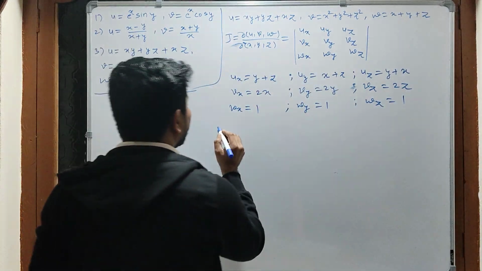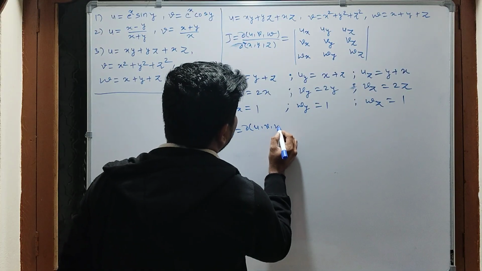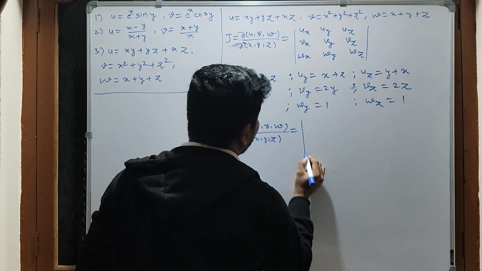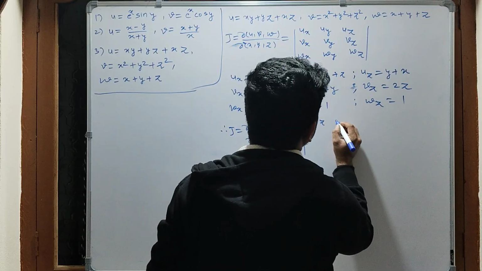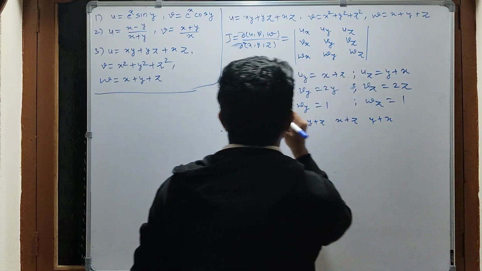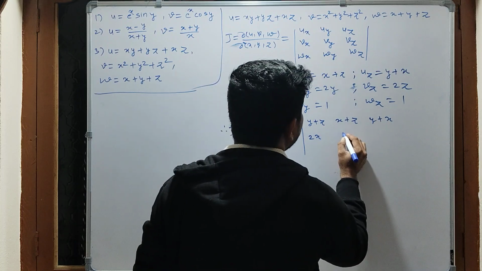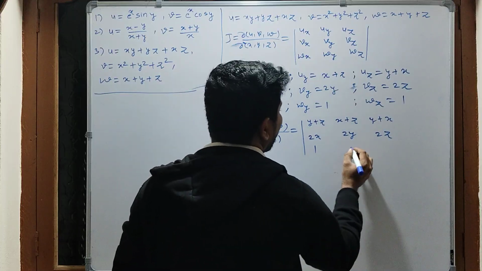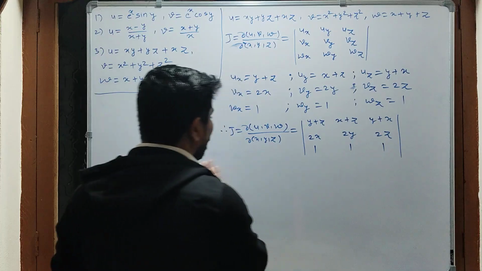So therefore the Jacobian, the partial derivative of u, v, w with respect to x, y, z, is equal to the determinant. Here ux is y plus z, uy is x plus z, uz is y plus x, and vx is 2x, vy is 2y, vz is 2z, and the last row is 1, 1, 1. Now I want to check whether this determinant is 0 or not.